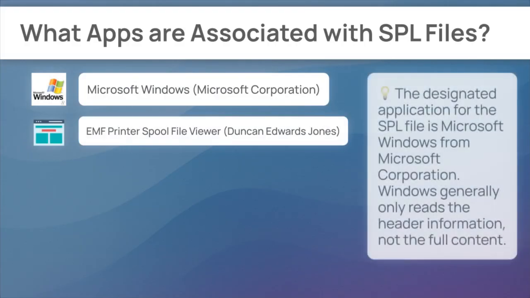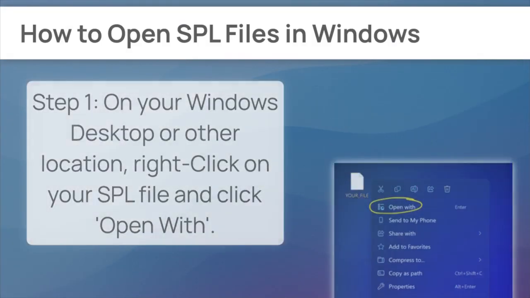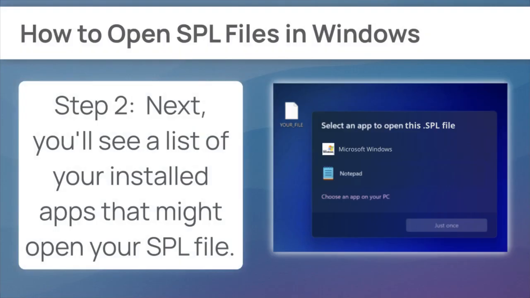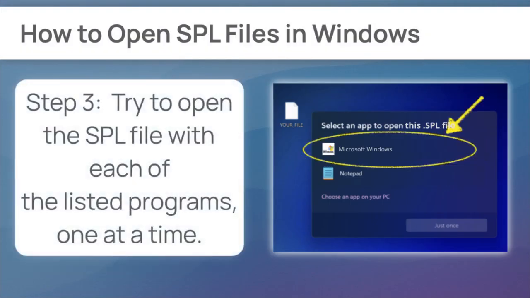Windows generally only reads the header information, not the full content. Windows typically shows only basic metadata, so reading the information requires proper software. Your most vital first action is the file association test. Right-click the SPL file and choose Open With. If Microsoft Windows is on your machine, test it. If not, choose another program. We must find the correct software.